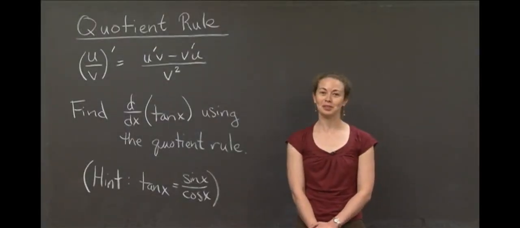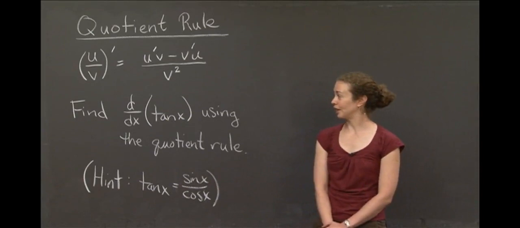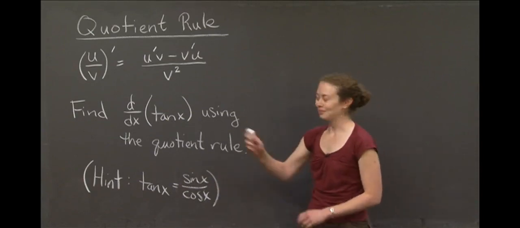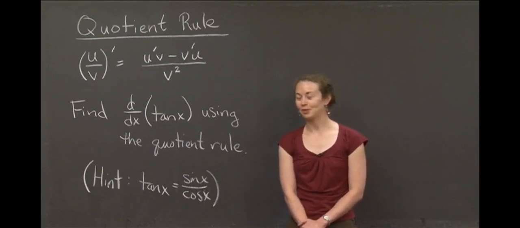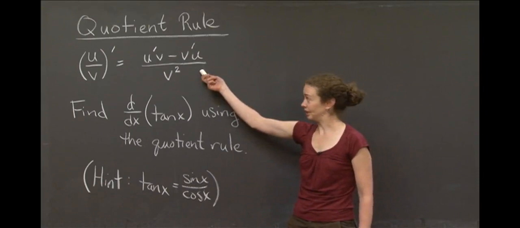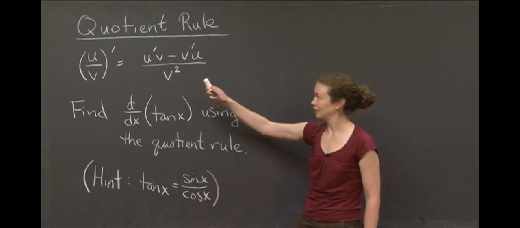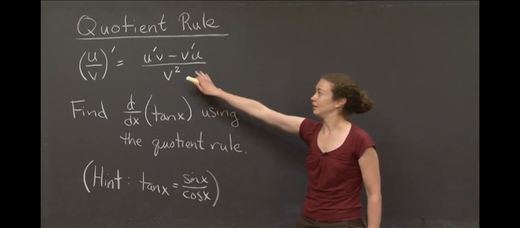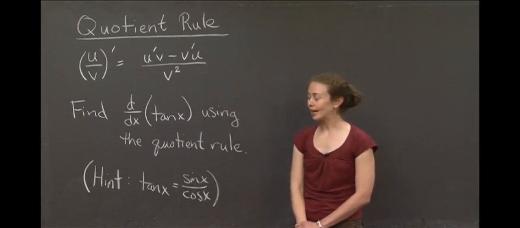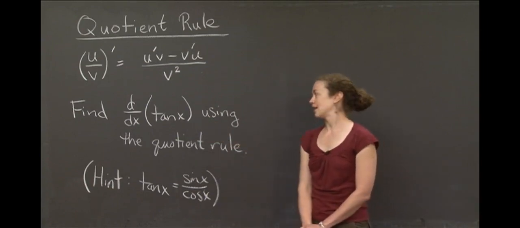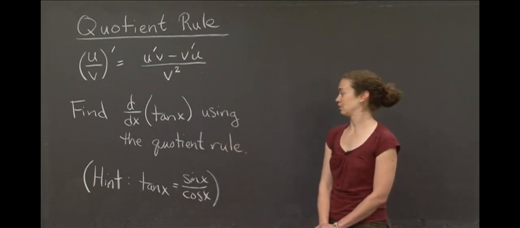Welcome back to Recitation. In this segment, you're going to show the derivative of tangent x using the quotient rule. I wanted to remind you of what the quotient rule is. So u and v are functions of x. We want to take the derivative of u divided by v. I've written the formula that you were given in class, and I'm asking you to take d/dx of tangent x using the quotient rule.